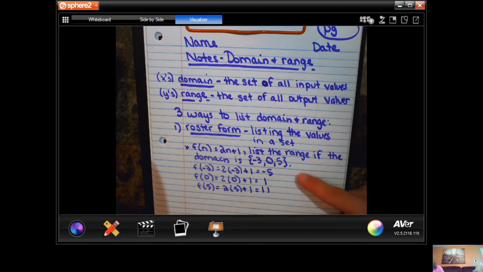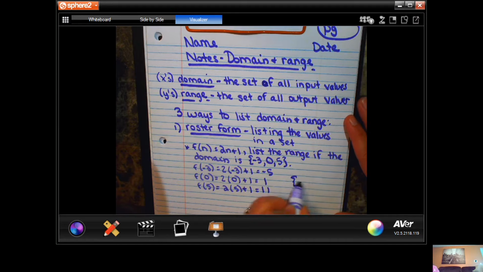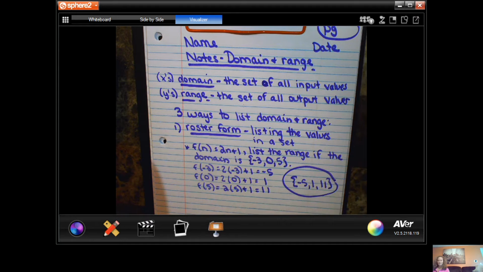So the range in roster form would be these 3 numbers in order in a set like this. So we're going to put little squiggly brackets, and we're going to list the numbers, -5, 1, and 11. That is roster form, where you just list the set.